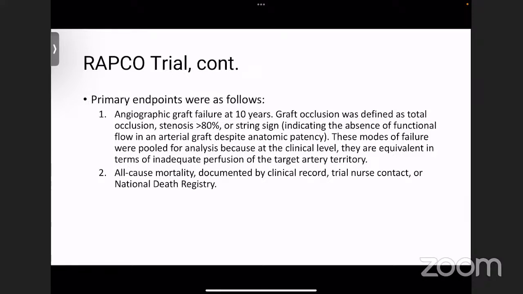Angiographic failure at 10 years was the primary endpoint. And I think this was good for them. If they had put mortality, they would have had a primary outcome that was not significant. So it's a good thing that they decided to go with the angiographic failure, even though it didn't have any significant effects on outcome.